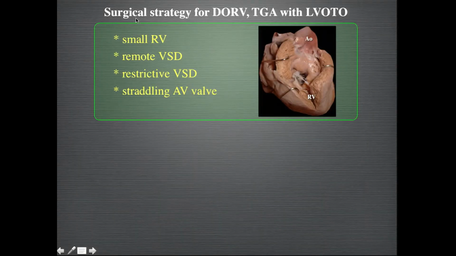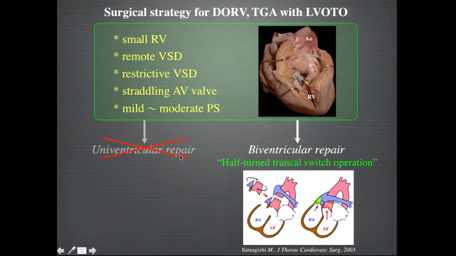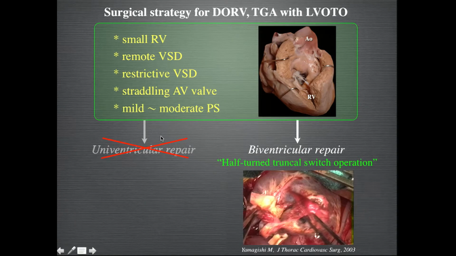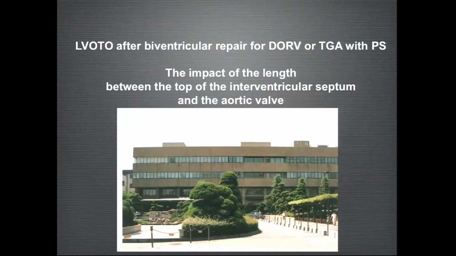And if there is a small RV and a remote VSD or restricted VSD, or straddling AV valve, in such a situation it is fitted for univentricular repair. But in some cases for the Rastelli, Lecompte and Nikaidoh procedure, if the patient has mild or moderate PS, not so severe, in such a situation biventricular repair is possible. The half truncal switch procedure is an option for the biventricular repair.